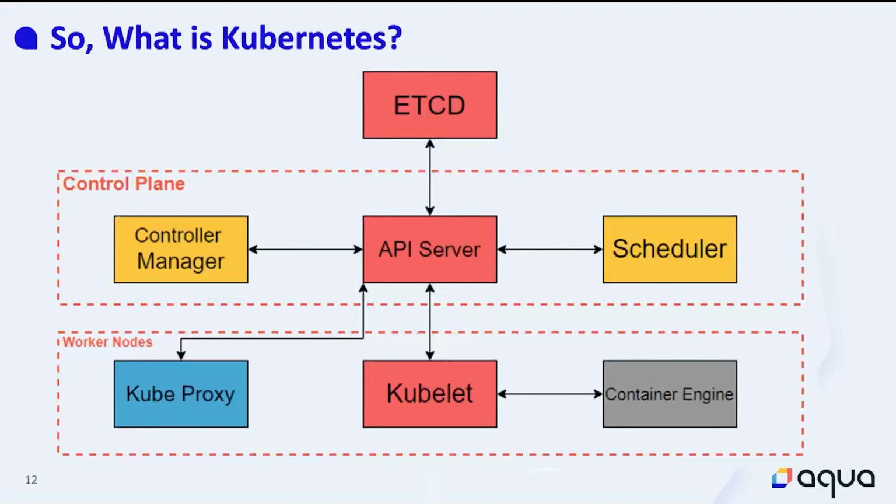And then we also have the scheduler on the control plane. The scheduler is basically responsible for knowing which worker nodes are available to schedule new workloads on, to schedule your new deployments on. Now, on the worker nodes, we have kube-proxy, which is important for routing within the cluster. And then we have the kubelet. The kubelet is really important for the worker nodes. Every worker node will also have its own kubelet.